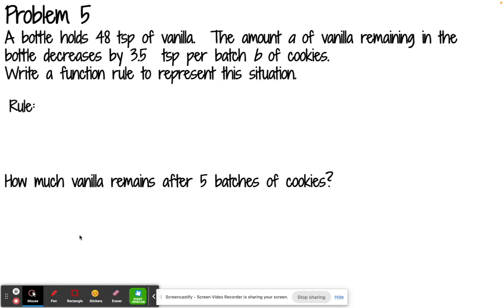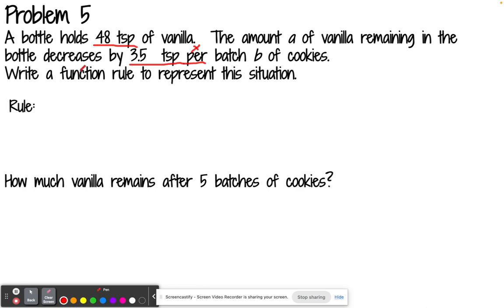Next example, I have some vanilla. My bottle of vanilla holds 48 teaspoons. So that's where it's going to start. It's going to start at 48 teaspoons. Assuming it's full when we start making our cookies, the amount of vanilla remaining in the bottle decreases by 3.5 teaspoons per, there's that per, batch of cookies. So let's write a function rule for this situation.